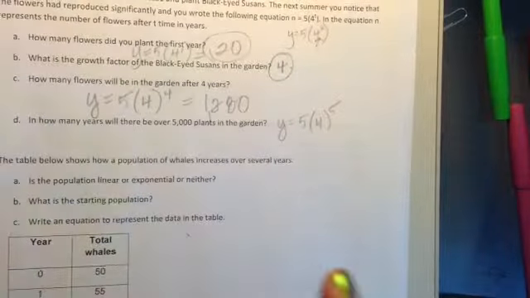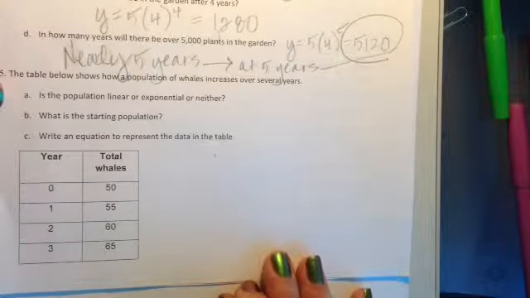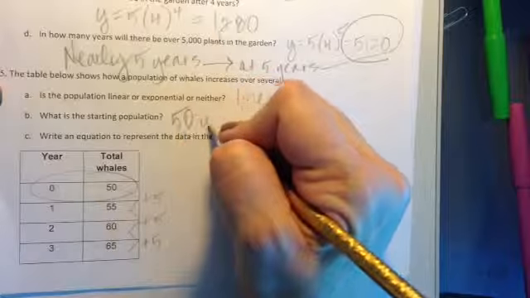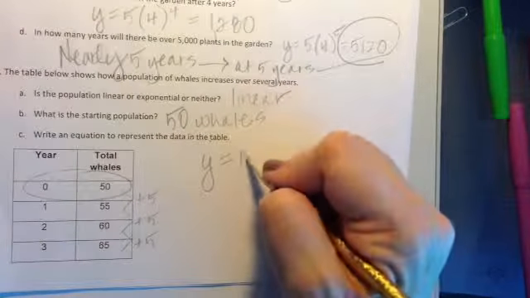Number 25, the table shows how a population of whales increases over several years. Is the population linear or exponential? As I glance at this, I see an adding 5 each time. That's going to make it linear. Starting population is when x is 0. I've got 50 whales. And the equation for a linear relationship is mx plus b. Y is equal to that change, that slope or constant rate, is 5 times x plus the 50 whales I started with. Y equals 5x plus 50.